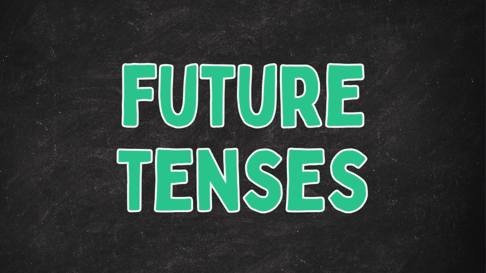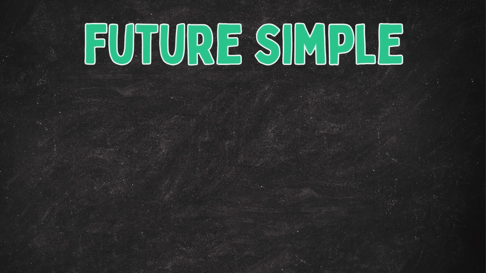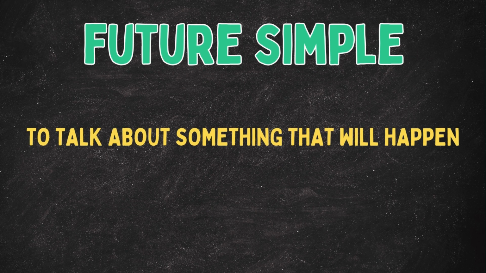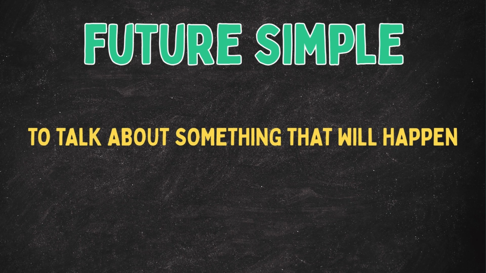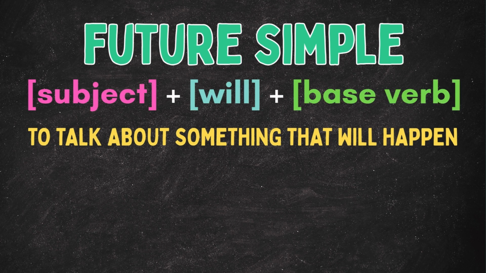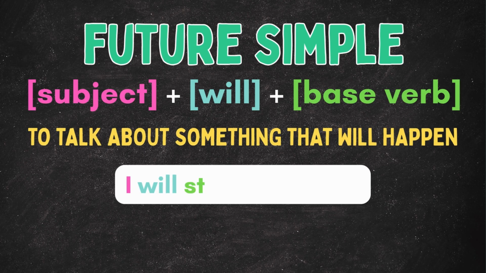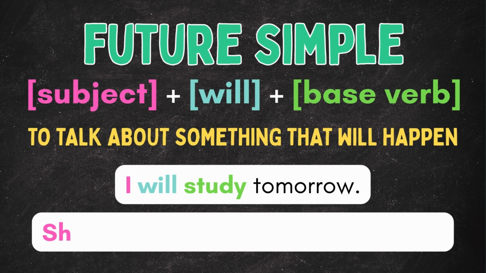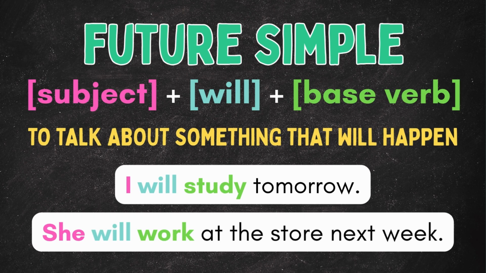Next, the future tenses. Future simple. The future simple is used to talk about something that will happen. The sentence structure is subject plus will plus base verb. I will study tomorrow. She will work at the store next week.